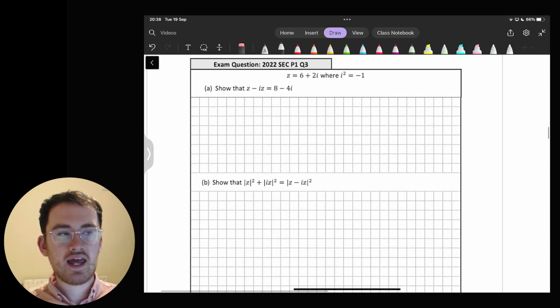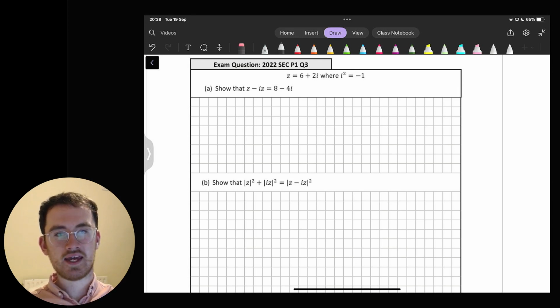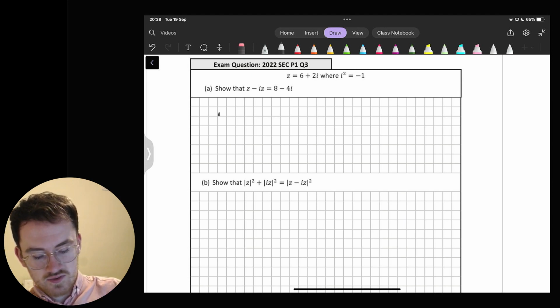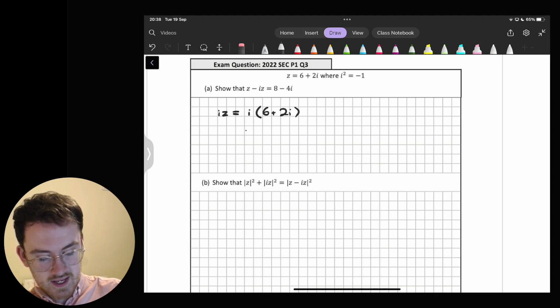So looking then a little bit at these exam questions here, we'll just have a quick look. Say for the first one here, show that z − iz is equal to 8 − 4i. So let's first of all work out what iz would be. That's just taking z and multiplying across by i. So that gives me 6i + 2i², which gives me −2 + 6i.